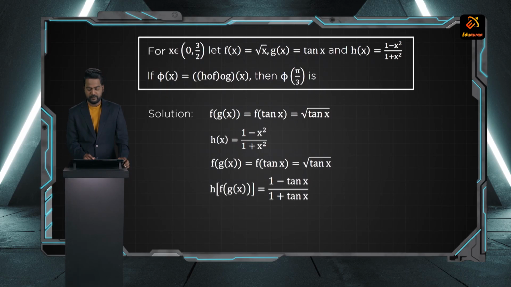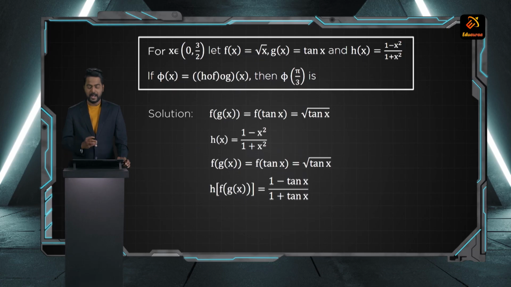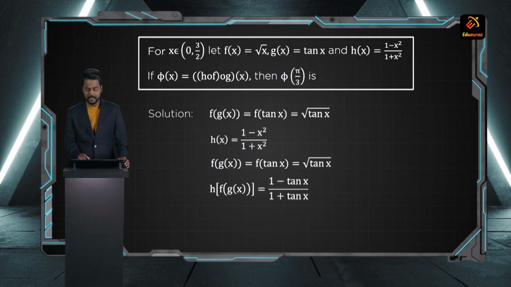Now we will find h of f of g of x. So h of f of g of x will be equal to what? 1 minus, instead of x we are going to substitute root tan x. So it will be 1 minus tan x upon 1 plus tan x. Understood? Now 1 minus tan x upon 1 plus tan x can be written as tan of pi by 4 minus x. So this is the answer of h of f of g of x. But h of f of g of x is nothing but phi of x. So phi of x will be equal to tan of pi by 4 minus x.